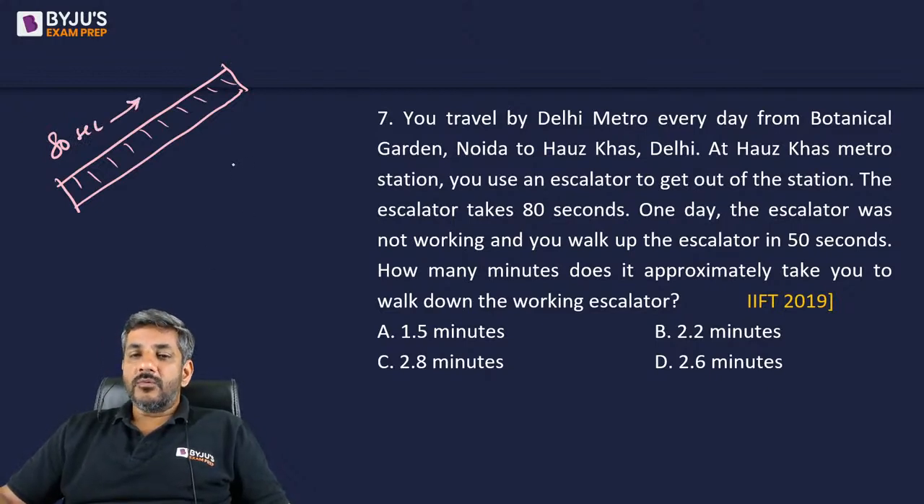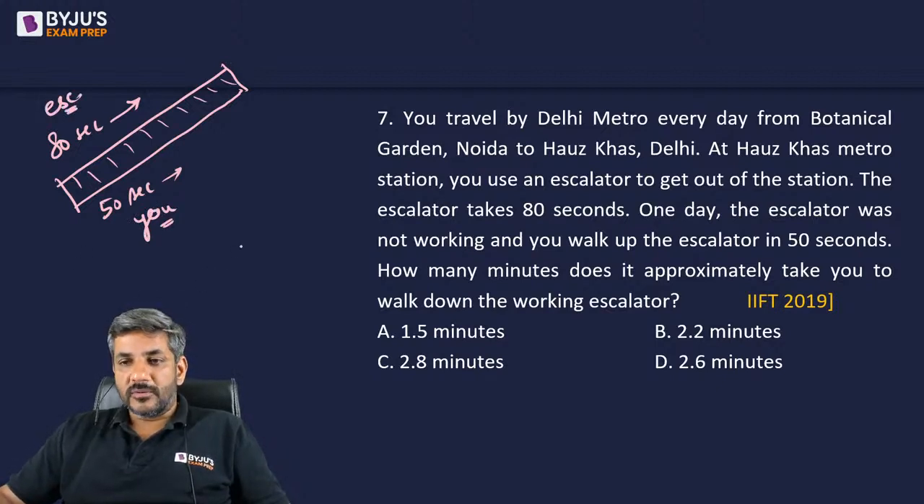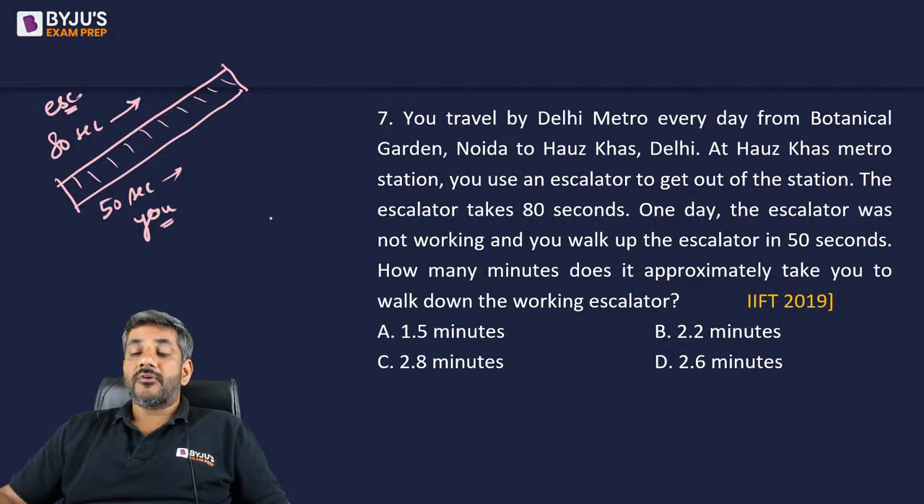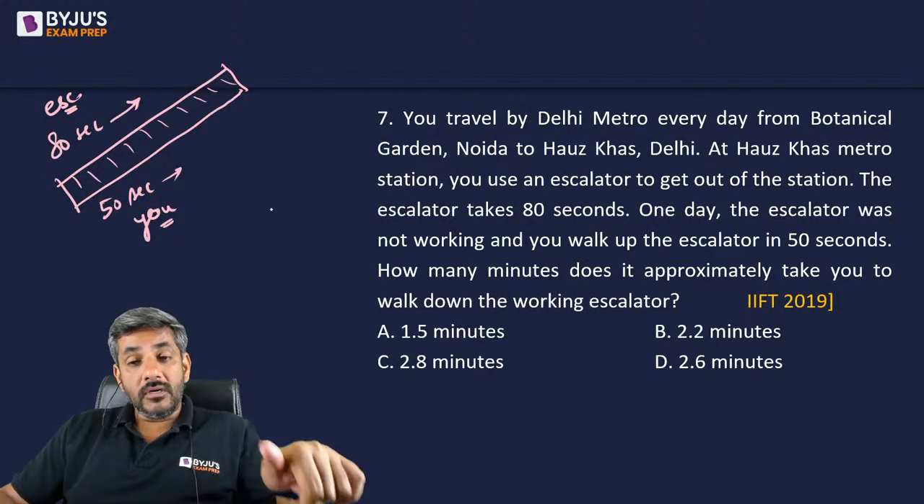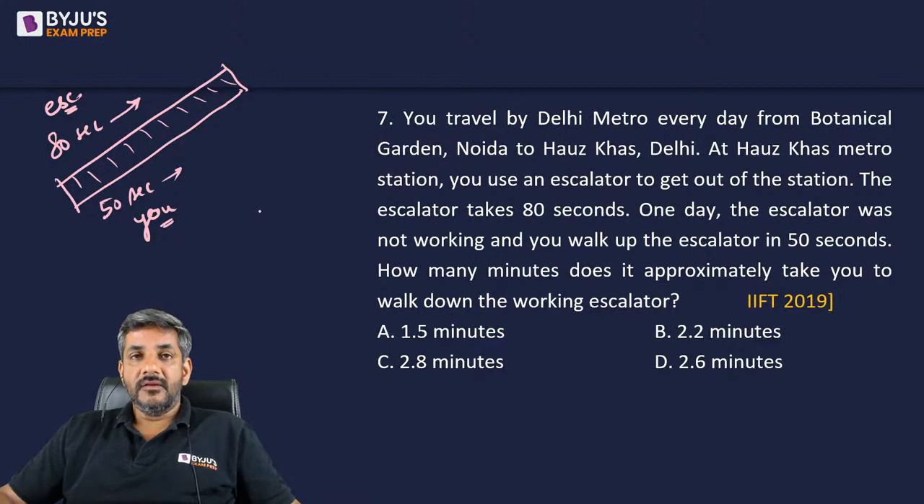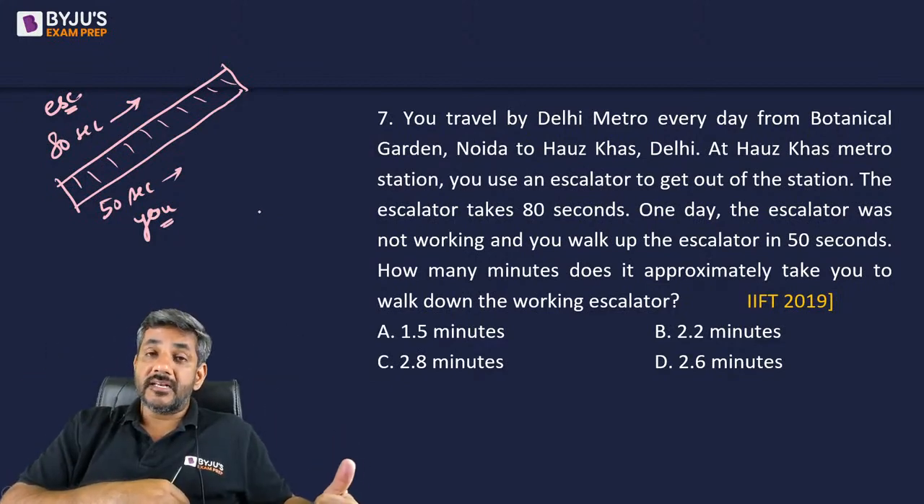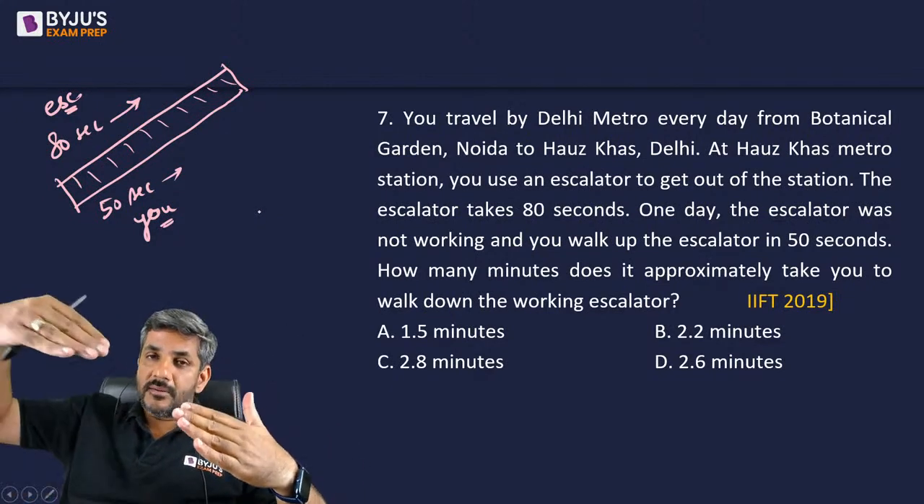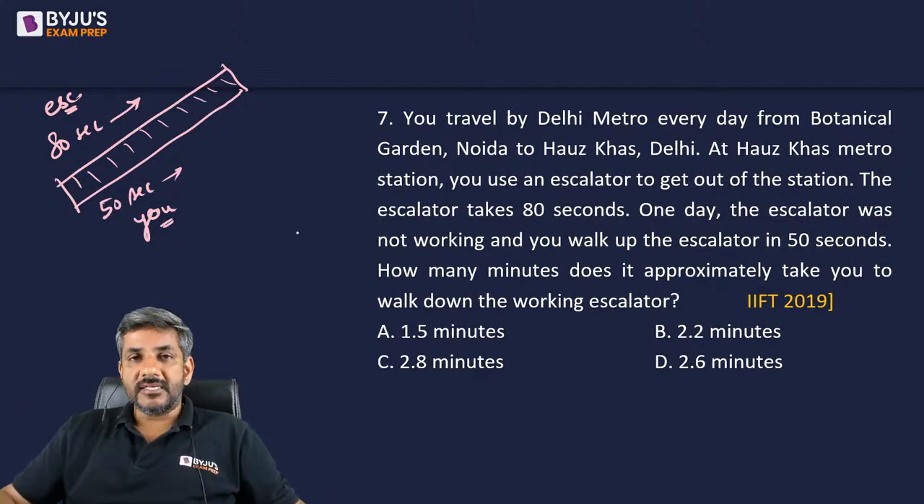One day the escalator was not working and you walk up the escalator in 50 seconds. So if you alone are working, it takes you 50 seconds. 50 seconds are taken by you to go up, 80 seconds are taken by the escalator to go up. How many minutes does it approximately take you to walk down the working escalator? So you are walking down on the working escalator. That way the escalator is going up, you are coming against it. What is the time taken in that scenario?